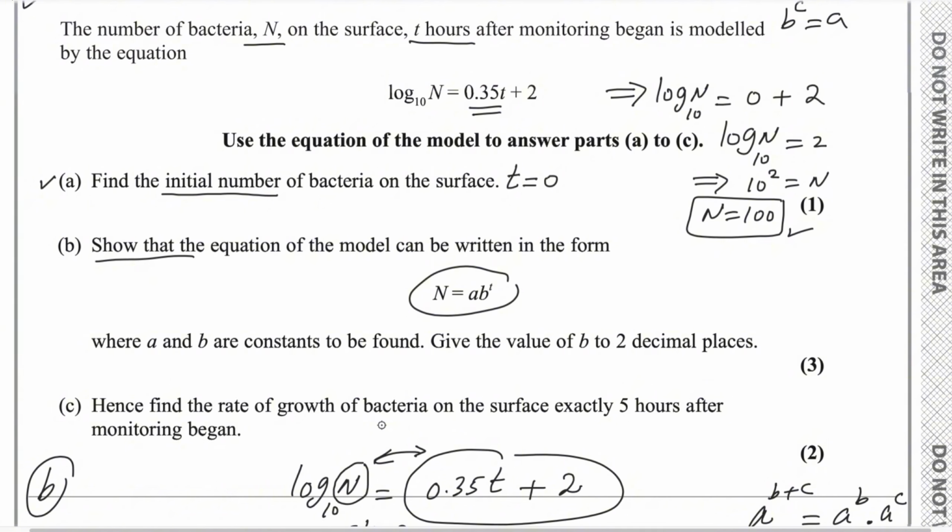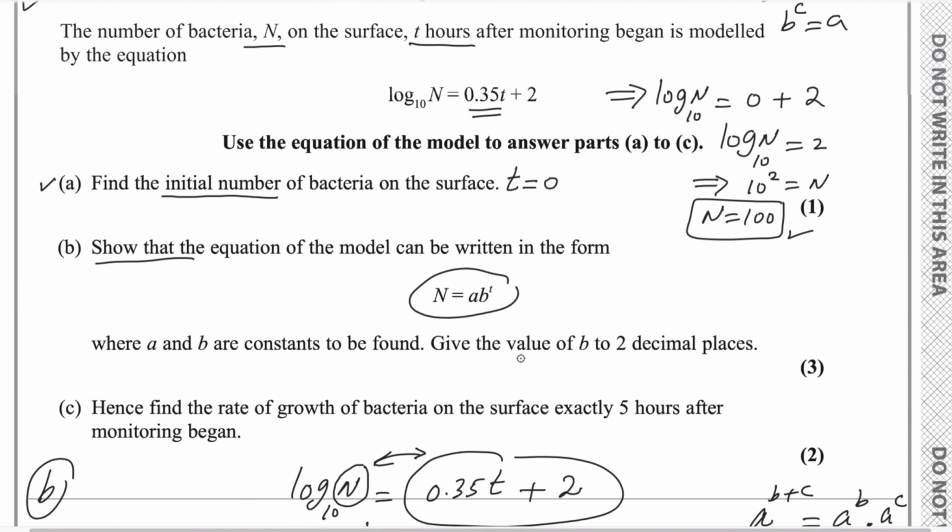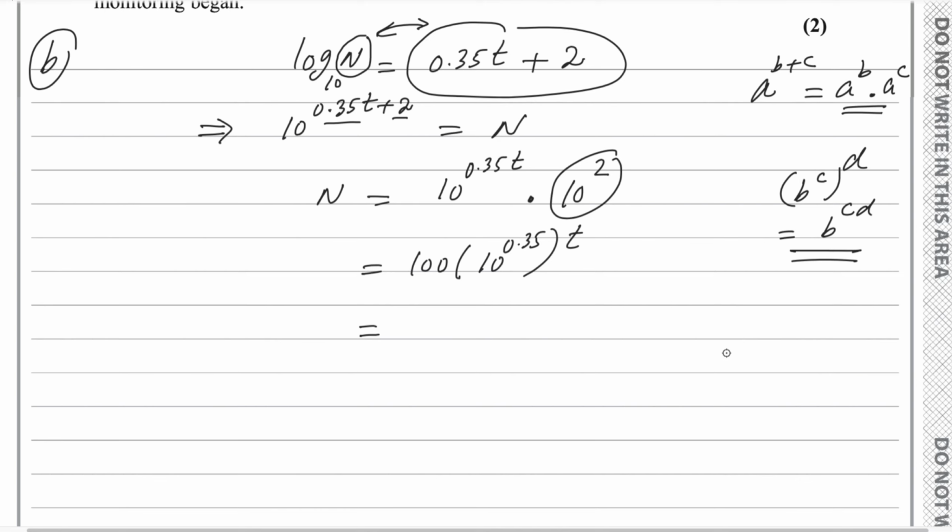You need to write the value of b to 2 decimal places. The calculator is giving you the answer 2.2387, but you need to round this answer to 2 decimal places. So it will be 100 into 2.238. Instead of writing 2.238, we will write 2.24, rounded up, and the power is t. So it is exactly as required. The value of a is 100 and the value of b is 2.24.